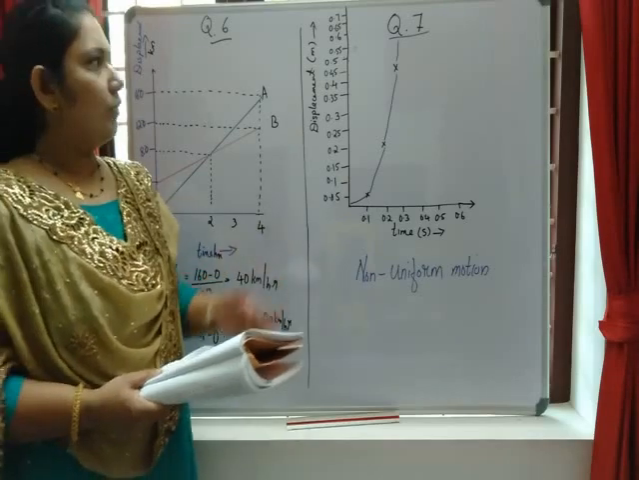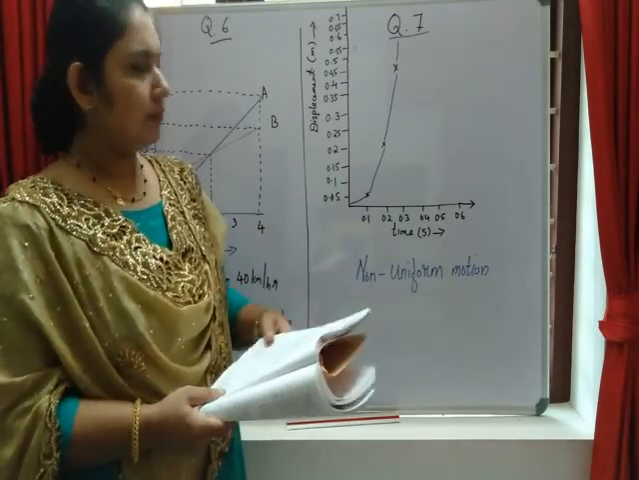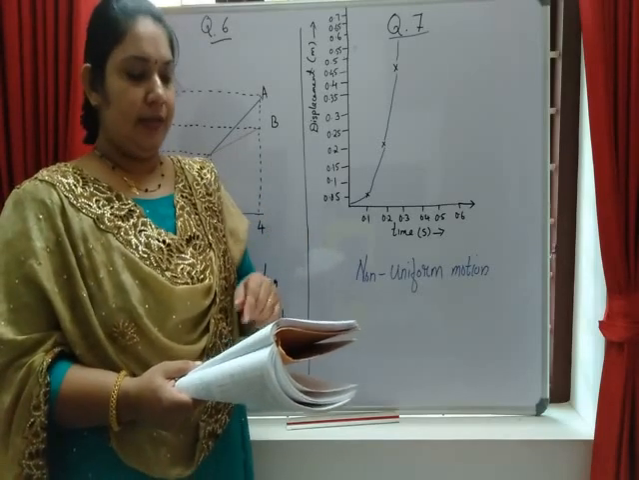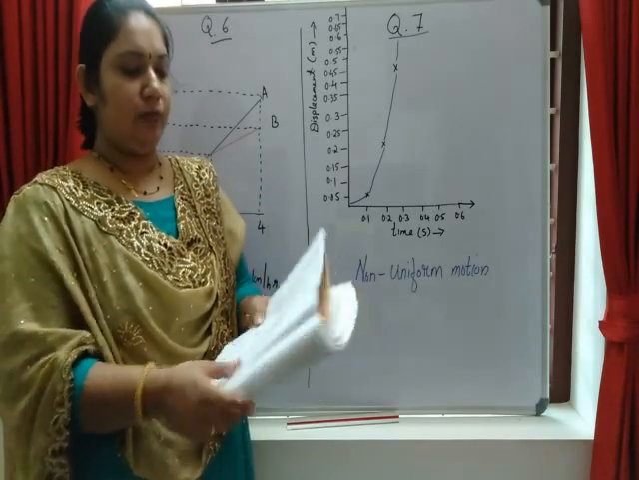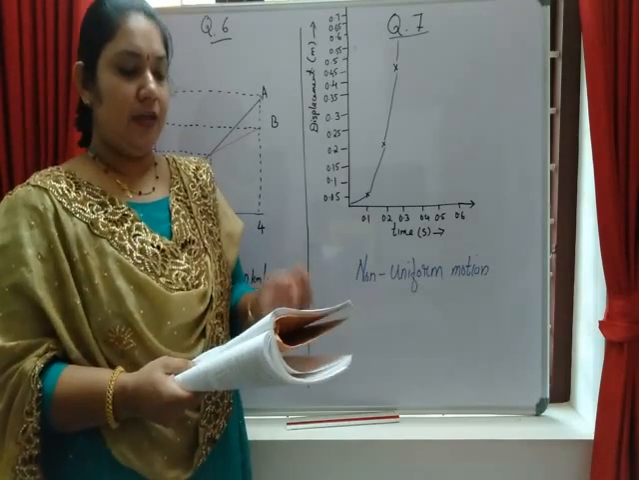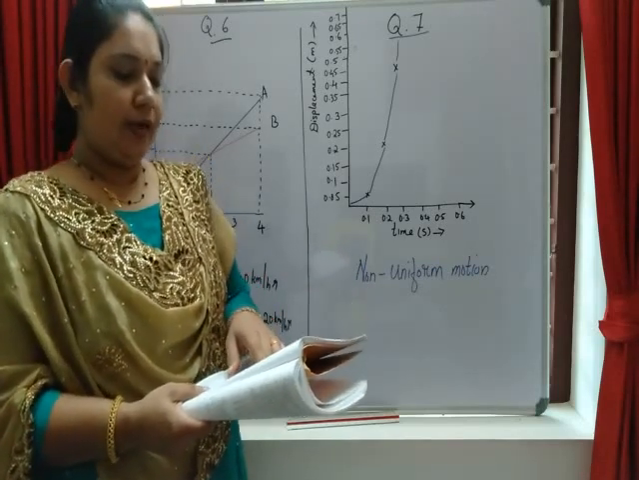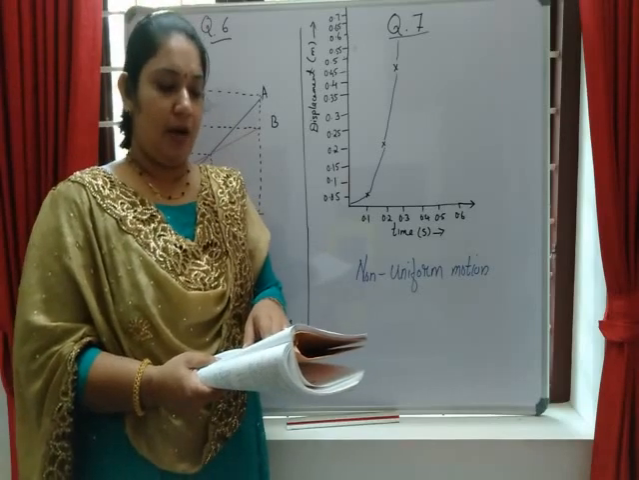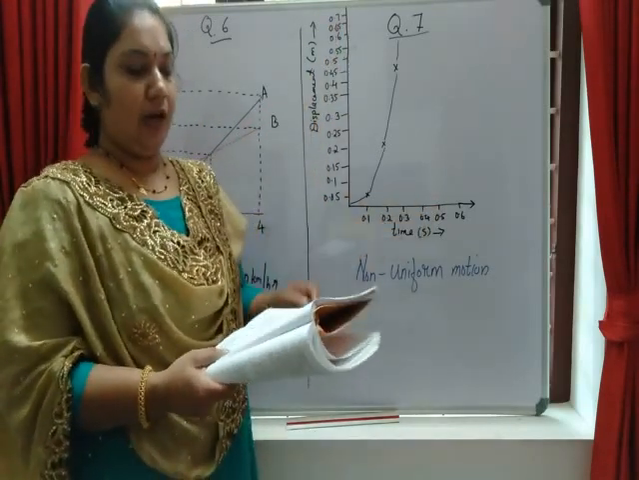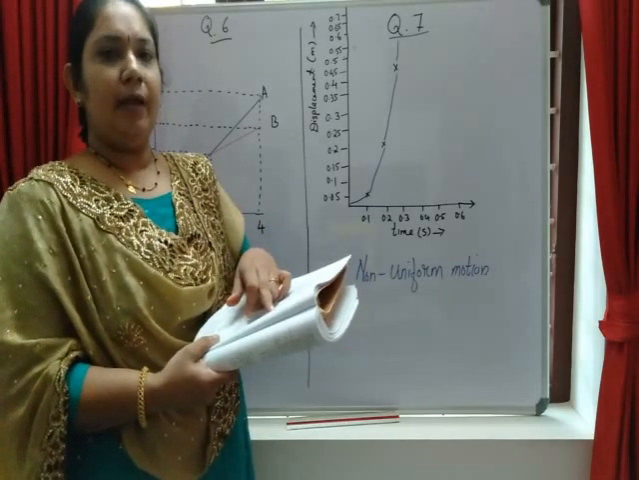Now question number 7. In your textbook you are given a tabular column. In that, the time versus displacement is clearly given. The question is to draw a displacement time graph. We are asked to draw the displacement time graph using the tabular column.